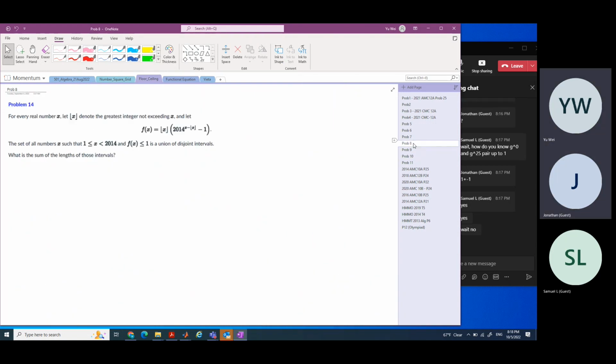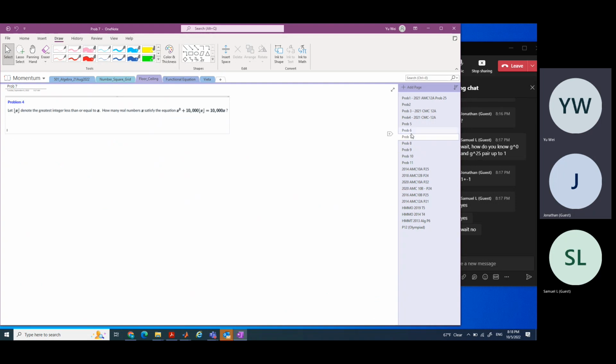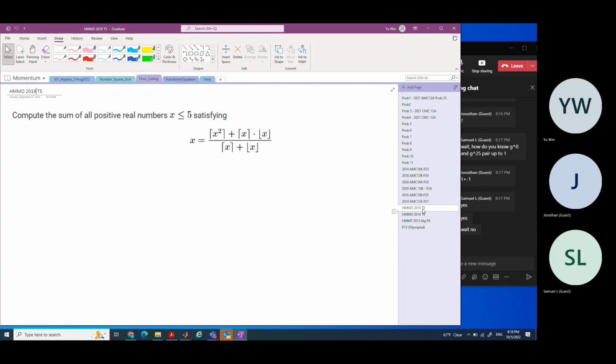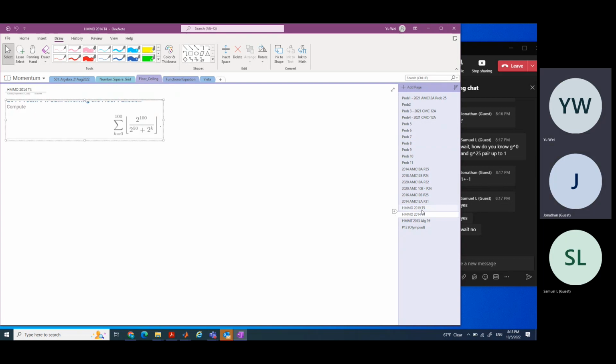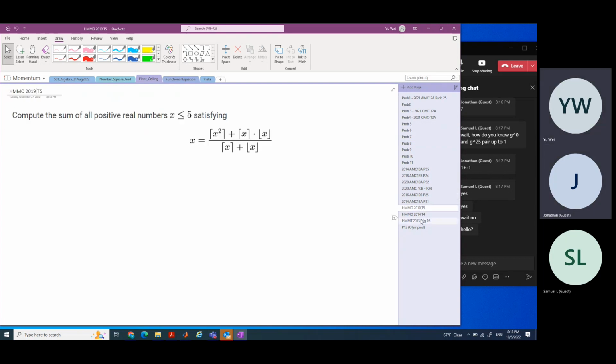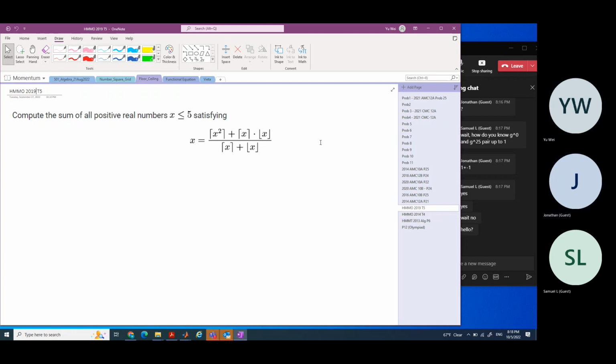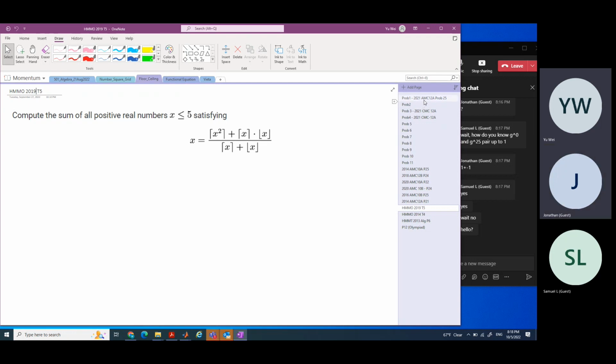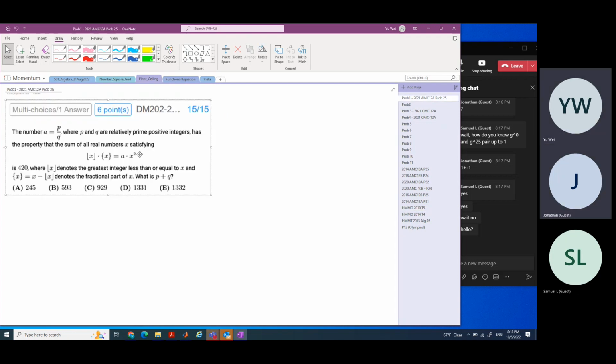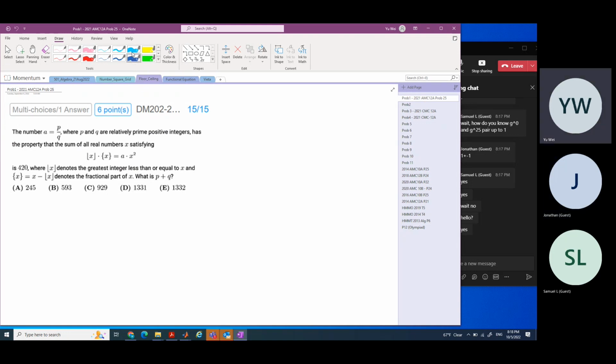Okay, let's see. What's the next problem? I think this problem is not hard, so let's solve it. Okay, maybe let's solve this problem first. Johnson, can you solve this problem? No. Or can you solve this problem, Johnson? No. Okay, now let me solve this problem first. Oh, Sam can solve. Okay, Sam, can you bear with me?